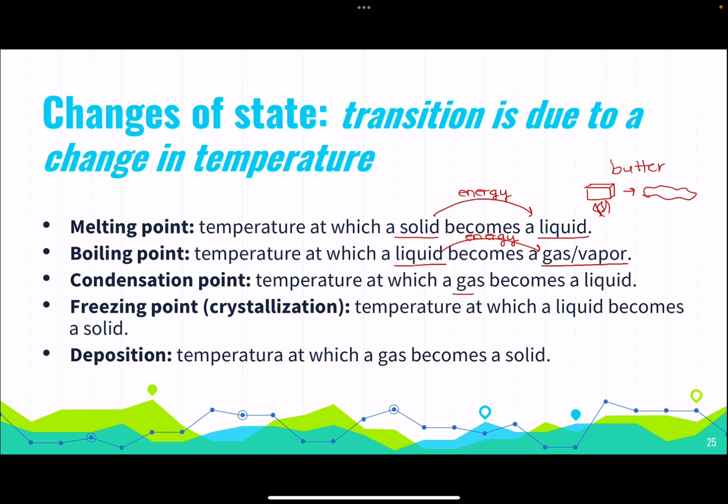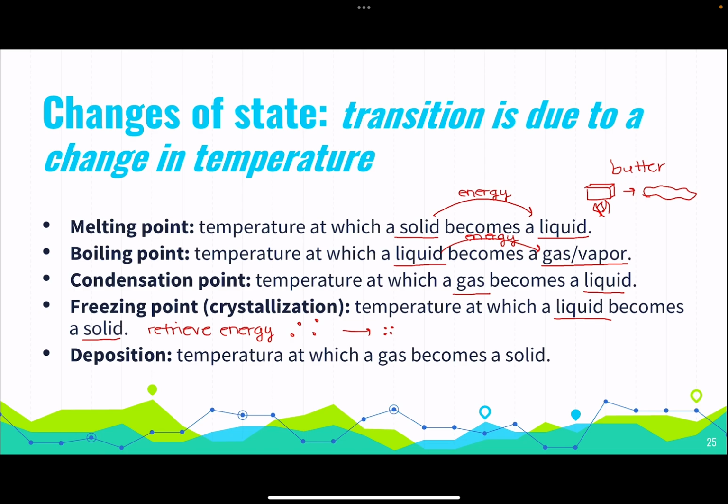What about the condensation point? It says a gas becomes a liquid. So we're going the other way, right? We need to take away energy for a gas to become a liquid, and our particles are closer and closer. The freezing point is taking it one step further, because it's when a liquid becomes a solid, and we also remove energy. So we take away energy for our liquid particles to be closer together to make a solid.